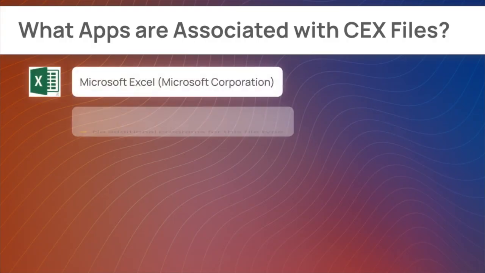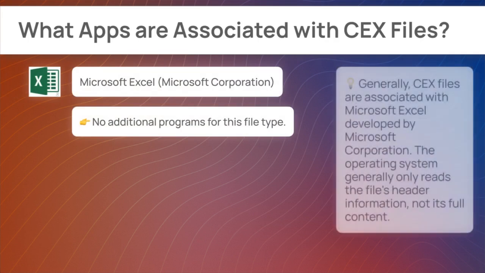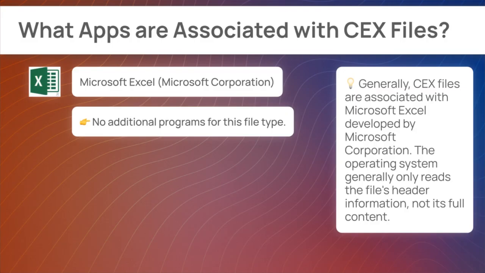The core association for the CEX file points directly to Microsoft Excel, developed by Microsoft Corporation. Only a dedicated file viewer can bypass the simple header errors in this format. Windows only supplies high-level attributes, so full access requires dedicated data processing software.